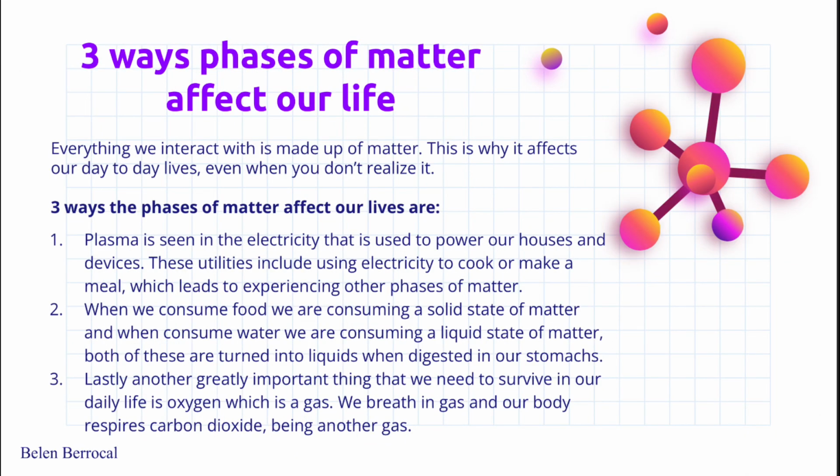Everything we interact with is made up of matter. This is why it affects our day-to-day lives, even though we might not realize it. Three ways the phases of matter affect our lives are: number 1, plasma is seen in electricity that is used to power our houses every day. Therefore, these utilities include using electricity to cook or make a meal, which leads to experiencing other phases of matter.